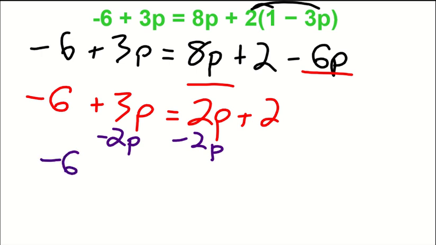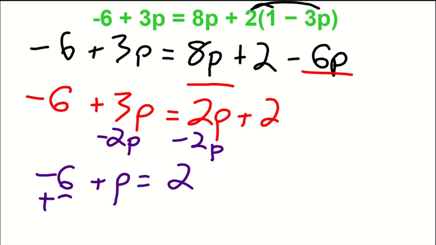So we have minus 6 plus p, or 1p if you wanted to write the 1, equals 2. Add 6. So we got p equals 8. Okay? So looks a little more complicated to start with and all that, but still really only, like I said, one extra step from what we did yesterday, or what you did last year. Any questions there?